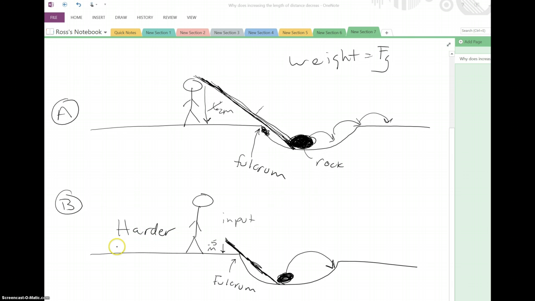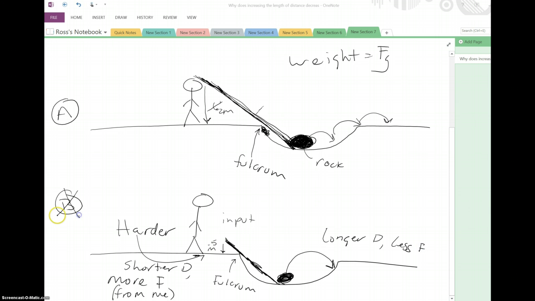This is harder, right? Because shorter distance, more force from me. This will be over here, a longer distance, less force. But this is not a good option. We want this where I move a long distance with a small force input, right? This rock won't move very far, but I'm going to be moving all of the weight of that rock very easily by moving it a long distance.